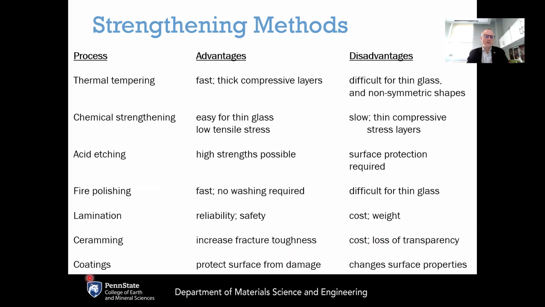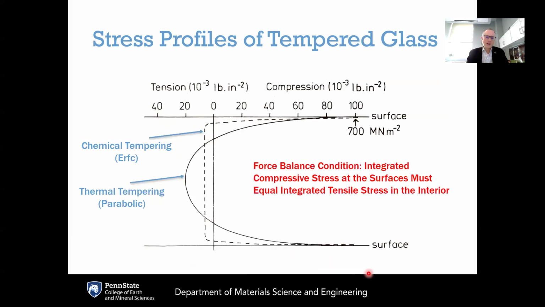And another process is applying coatings. These can either be hard coatings or soft coatings, so ceramic or polymer coatings. The advantage is that they protect the surface from the introduction of damage. Disadvantages are that it requires an additional process step to do that, and the application of the coating changes the surface properties of the glass.